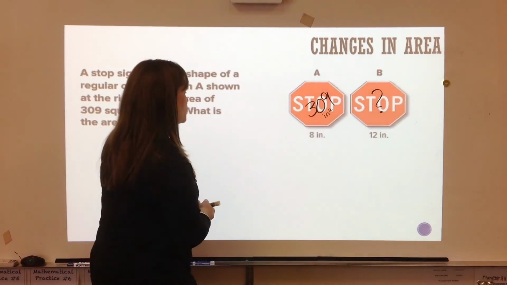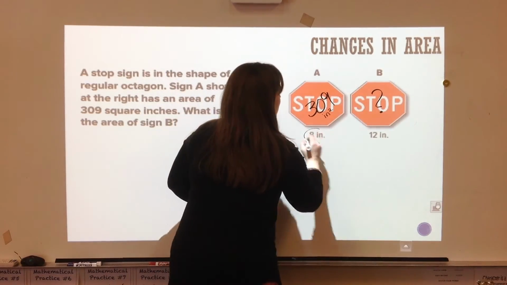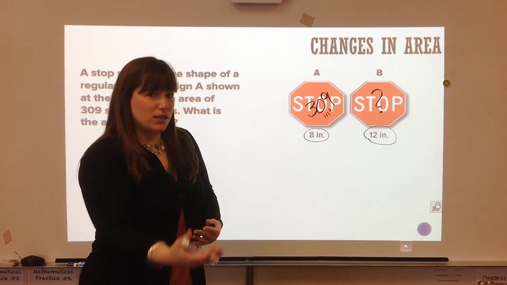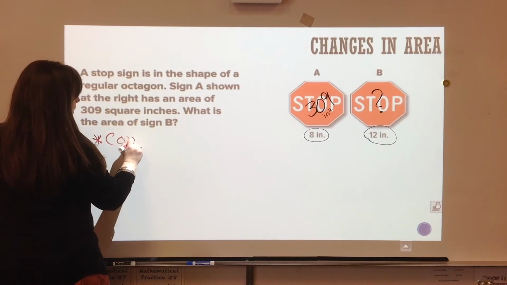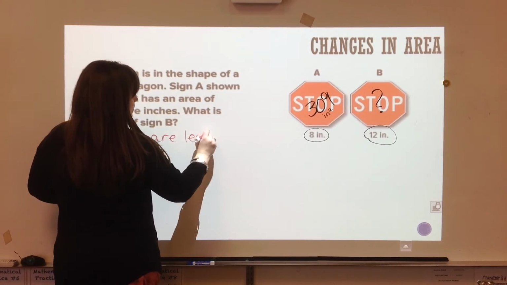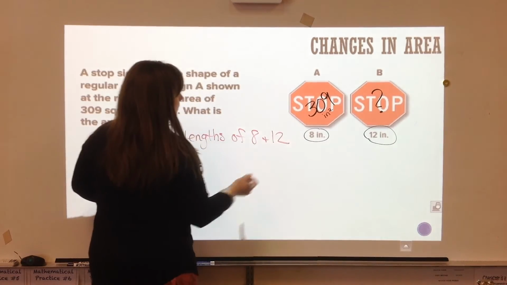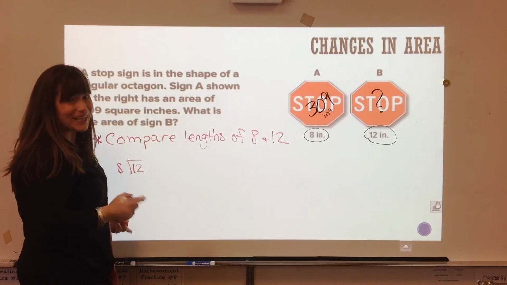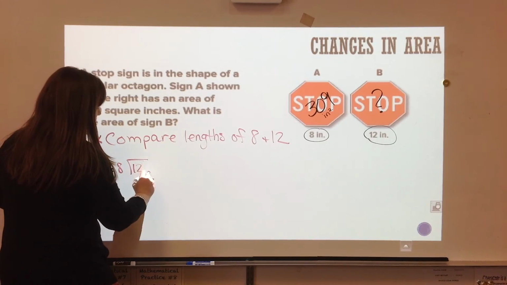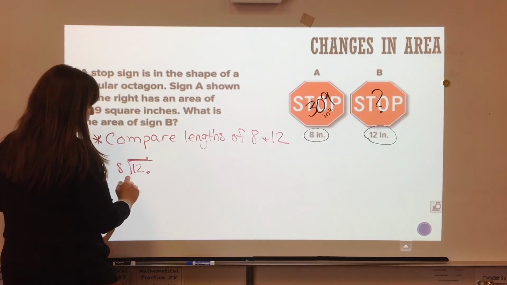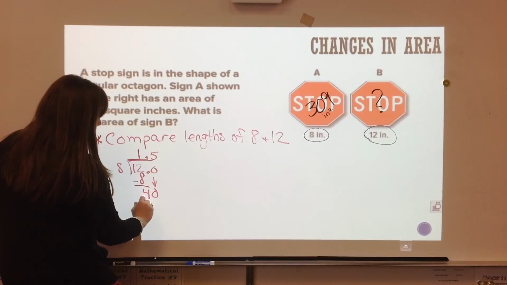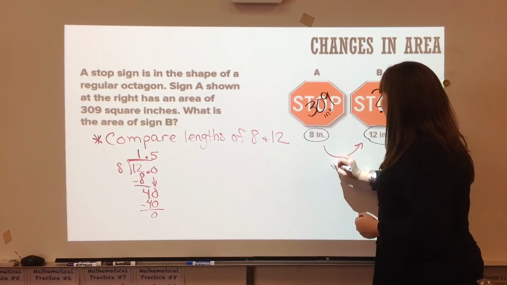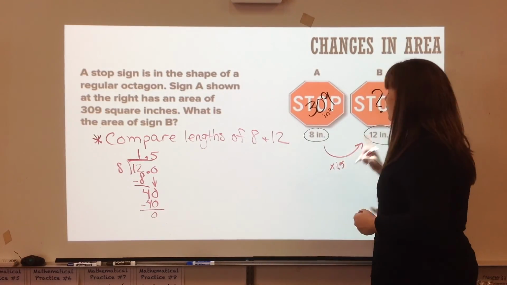So let's walk through this one. We're going to look at the relationship or the pattern. What's going on? How do we get from 8 to 12? So we're going to compare first the lengths of 8 and 12. In order to do that, I'm going to see what I could multiply 8 by to get 12. It's not going to work out perfectly, so I'm going to have my decimal in there. And I'm realizing that if I take 8 and multiply it by 1.5, I will get 12.